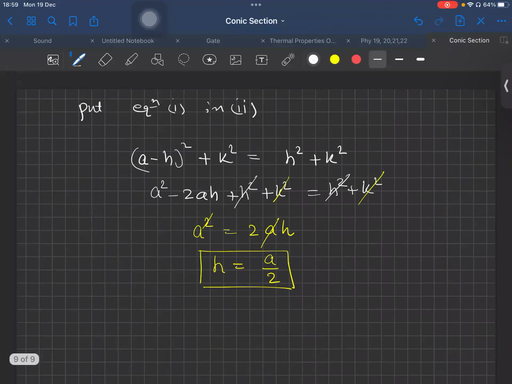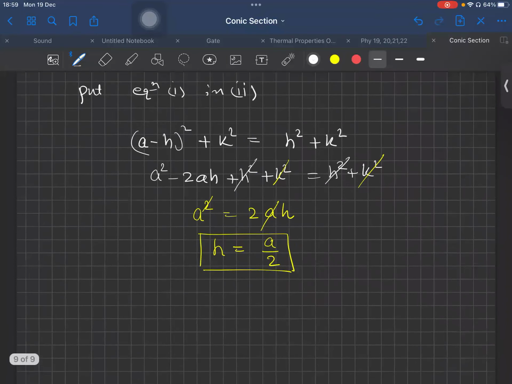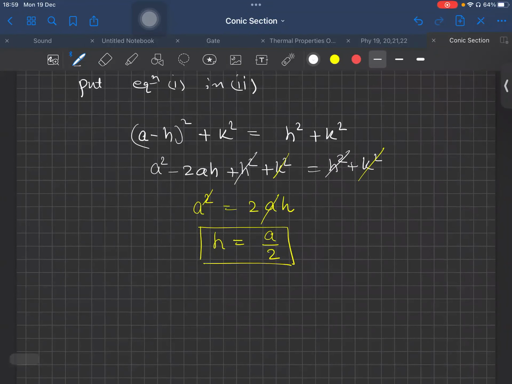Now put equation number 1 in equation number 3 also. Or you can just directly use the value of h to find the value of k. So first put equation number 1 in 3 and tell me the value of k. Tell me how much you are getting for k.